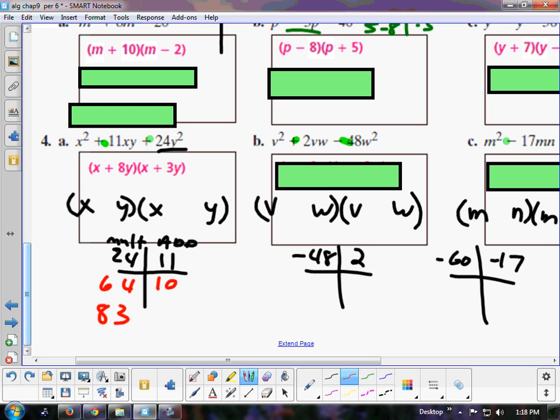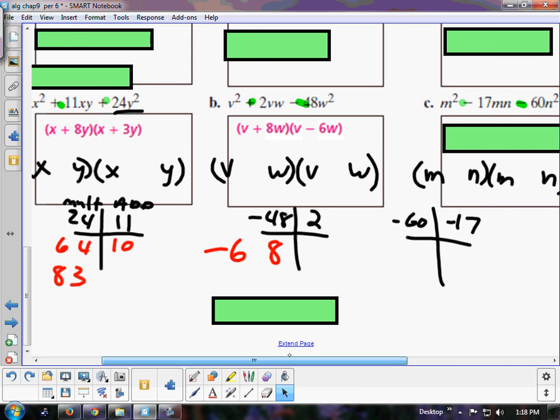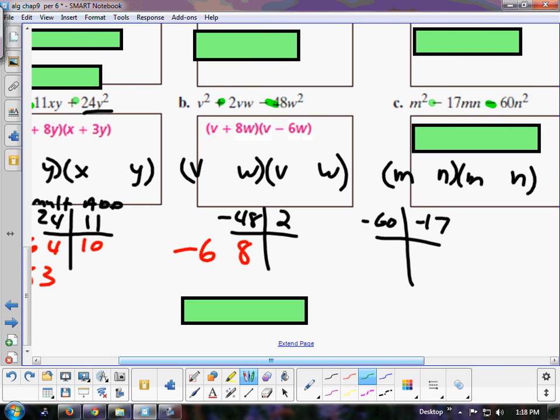How about negative 48 to 2? 6 times 8 is 48. 6 and 8 are separated by 2 if you make that negative. Okay? And then the last one, 60 to 17, that one's a little tricky. But if you think about it, 3 times 20, and make which one negative?